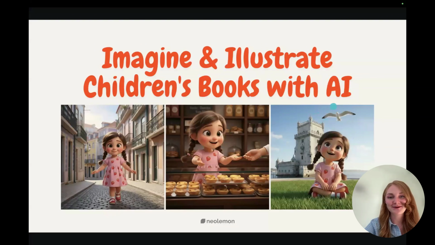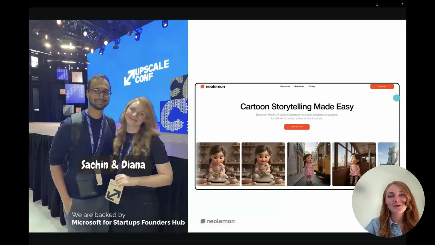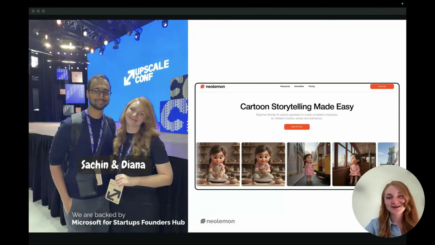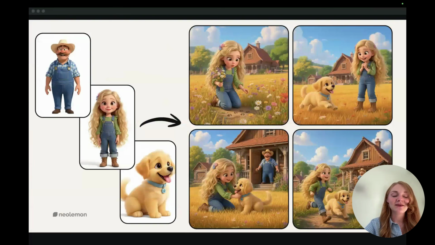And let me introduce ourselves real fast. We are the founders of Neolemon. We are building a beginner-friendly app that creates cartoon illustrations for books and stories. And today, during this workshop, we want to share with you our process, our tips, and how to create story illustrations with character consistency. We will dive into the live demo, and I hope you will find it insightful. Feel free to ask your questions in the chat, and I would like to invite now my co-founder, Sachin, to the stage to walk us through the process.